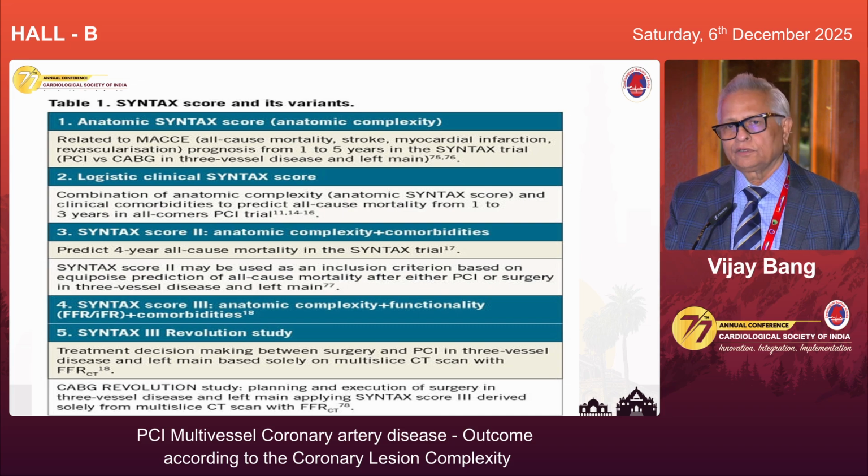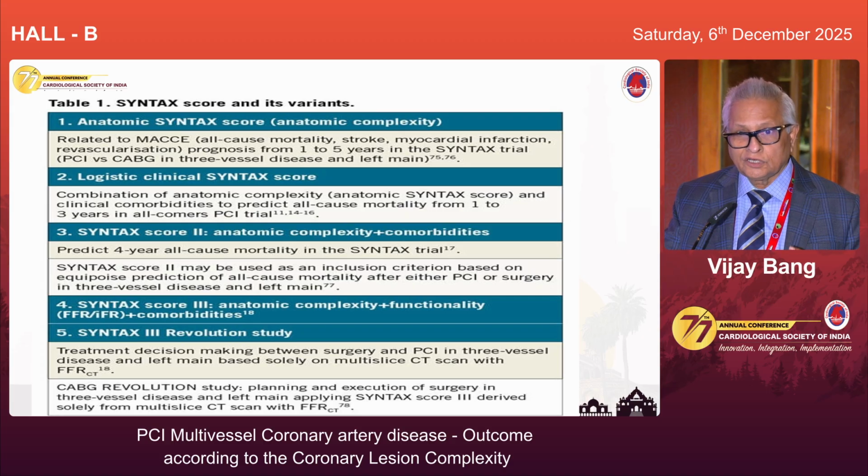So we have learned a lot about the SYNTAX score, which is beautiful, which gives you a correct idea about the anatomic score. But now SYNTAX score is not SYNTAX score alone. SYNTAX score 1 we are talking of is only anatomic. Now there is the SYNTAX 2 score, which takes into consideration the comorbidity. The third, SYNTAX 3 score, takes into consideration comorbidity, anatomic as in SYNTAX score, and also in addition functional evaluation.